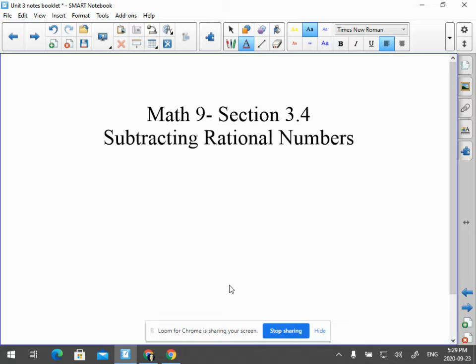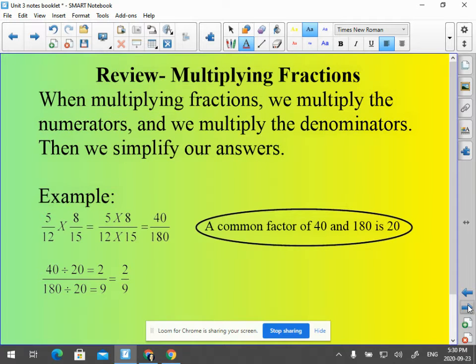Welcome back. Today we're going to be going through Math 9, Section 3.4, Subtracting Rational Numbers. In this unit, it's very important that we remember how to multiply fractions. When we are multiplying fractions, we multiply the numerators and we multiply the denominators. Then we always simplify our answers. So the really short and easy quick version is top times top, bottom times bottom.